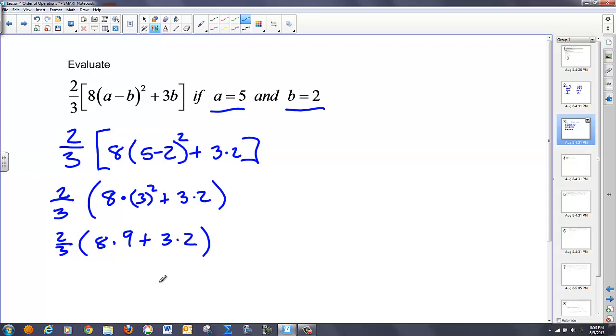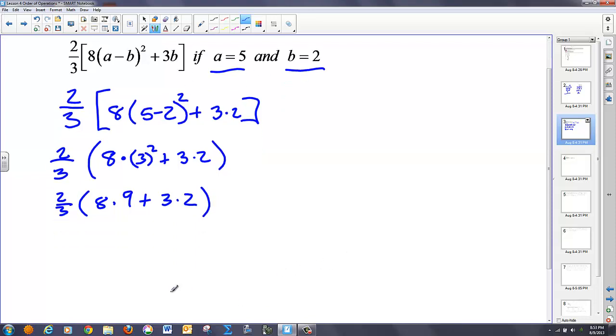I'm going to do all multiplications and divisions as I see them from left to right. So within the parentheses, I notice I have 8 times 9, which is 72, added to, because I can't do any of my additions yet, 3 times 2 are 6. So in this case, I have a total of 2/3 times 78.